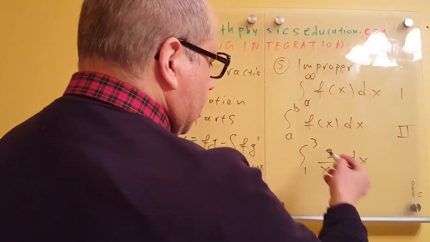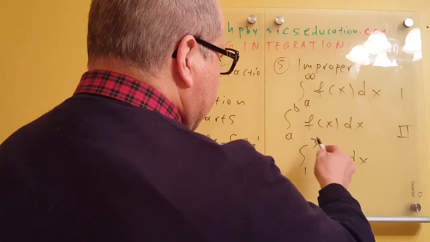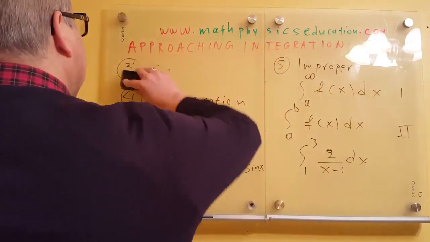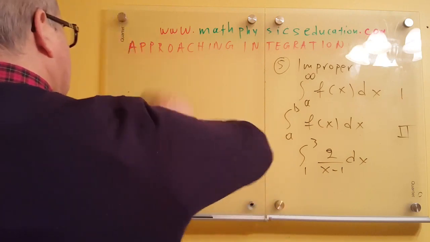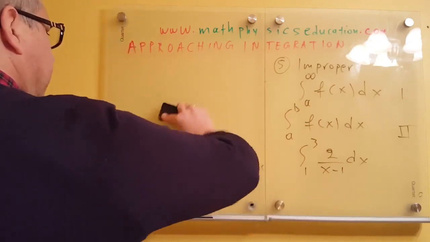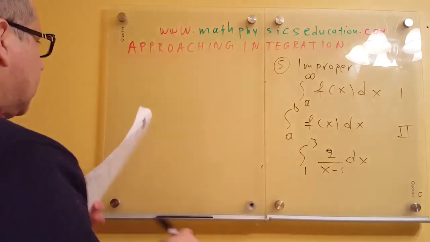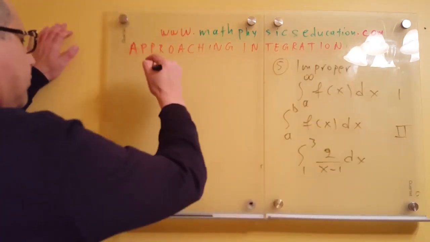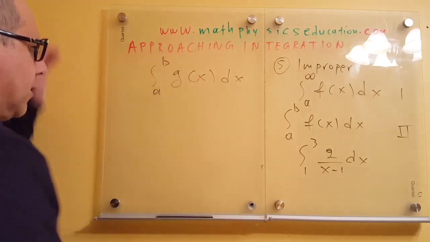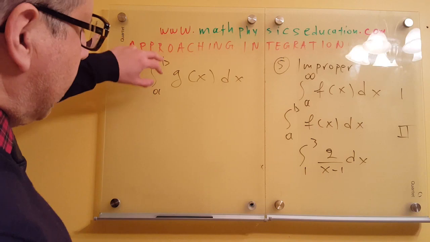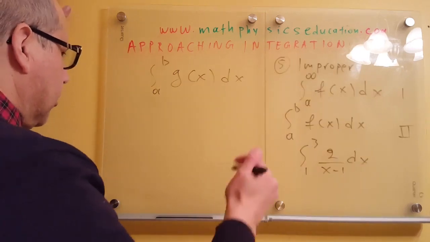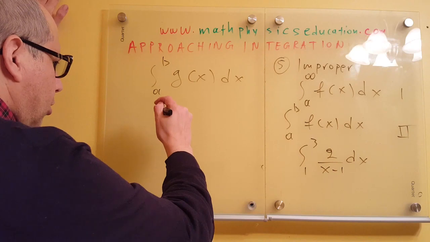Of course, the function can also be not defined at the upper limit, and one which can also be tricky, and again you have to use the technique of improper integral, and again it's type 2, is when, let's say, you have to find the integral of a function g of x dx from A to B, and the function is not defined at one point between A and B. Let me give you an example.